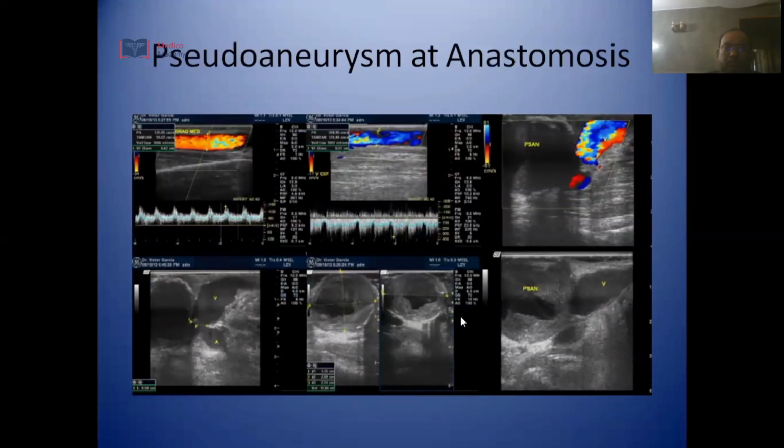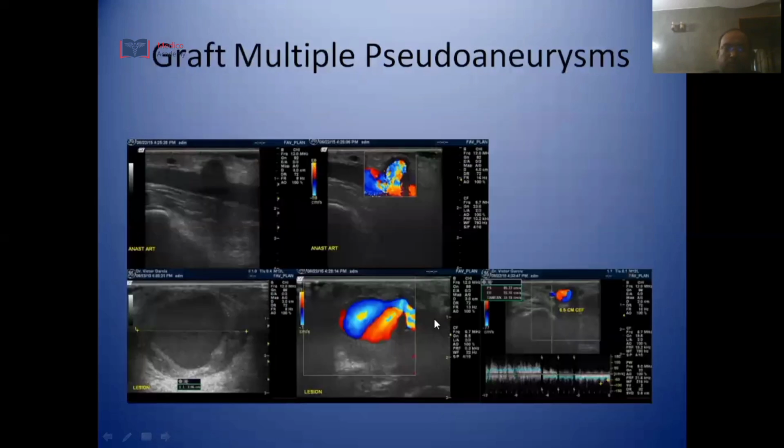Pseudoaneurysm happens along the wall, where you are able to see the aneurysmal dilatation of the venous wall, and this is a pseudoaneurysm with some peripheral calcification and peripheral thrombosis. There can be multiple pseudoaneurysms in the case of a graft. This is a graft where you are able to see the different aneurysms.